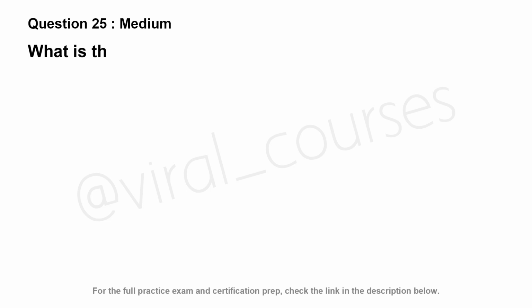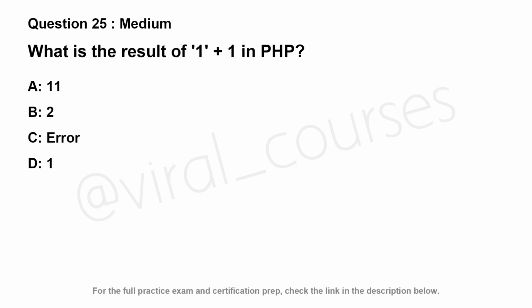What is the result of "1" + 1 in PHP? Option A, 11. Option B, 2. Option C, error. Option D, 1.